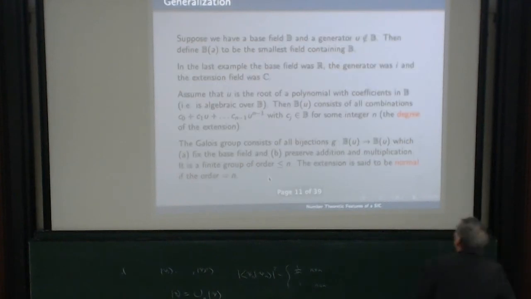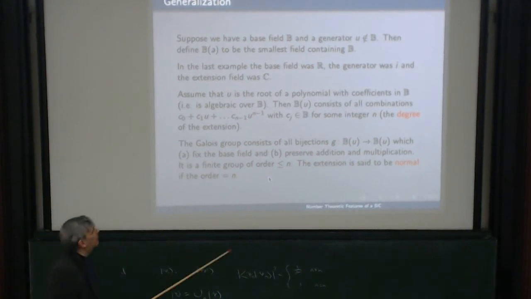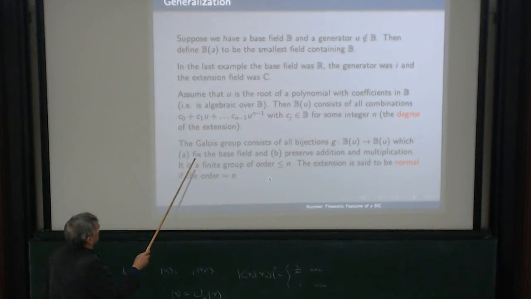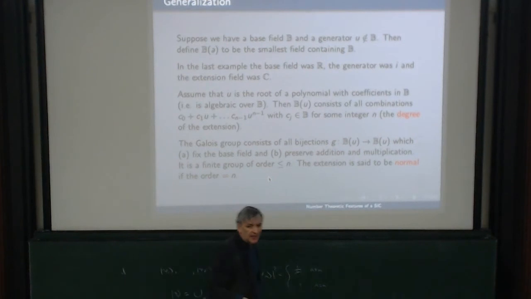So the general way of building a finite degree number field, in the previous example, it's the real numbers adjoined with an operator, which was i in the previous example. Then you take the smallest field containing the reals and the generator.